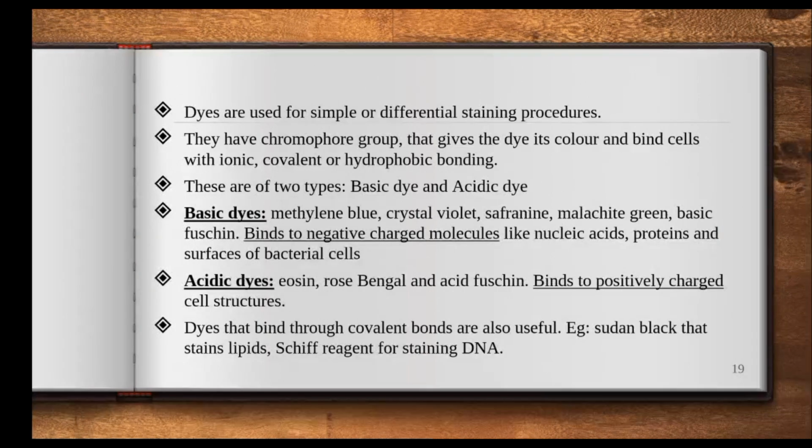Acidic dyes include eosin, rose bengal, and acid fuchsin. They bind to positively charged cell structures. Dyes that bind through covalent bonds are also useful. Examples: Sudan black that stains lipid and Schiff reagent for staining DNA.